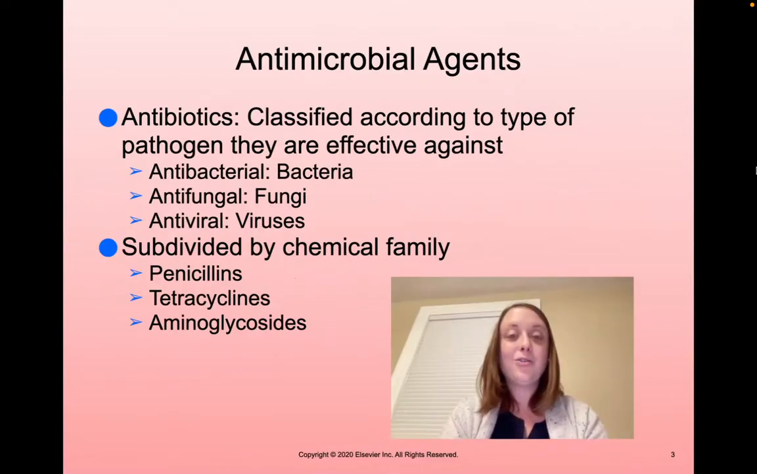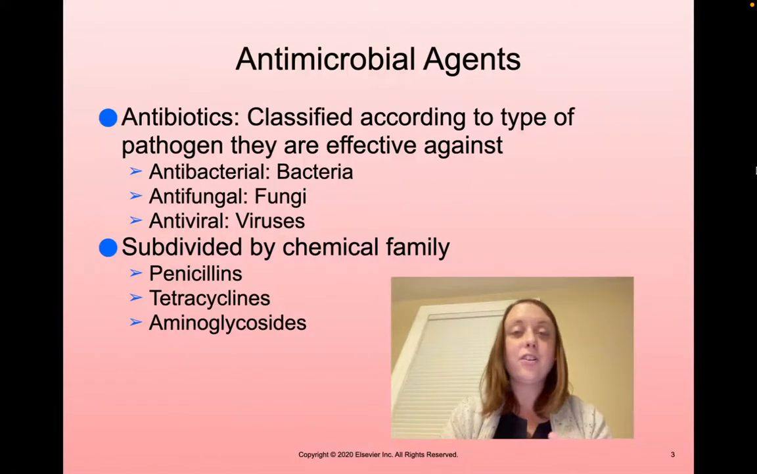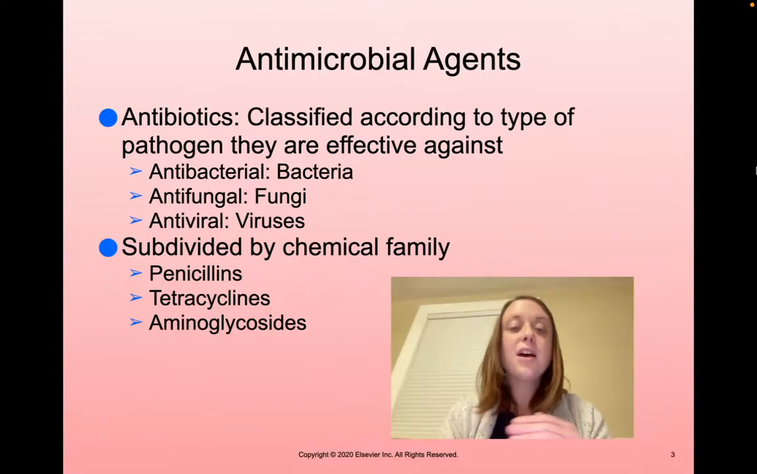We divide antimicrobial agents into different groups, and they're classified according to which type of pathogen they work against. So, pretty self explanatory. Antibacterials work against bacteria, antifungals work against fungi, and antivirals work against viruses. And then we further subdivide them by chemical family. So, there's certain chemical families like penicillins, tetracyclines, and aminoglycosides.